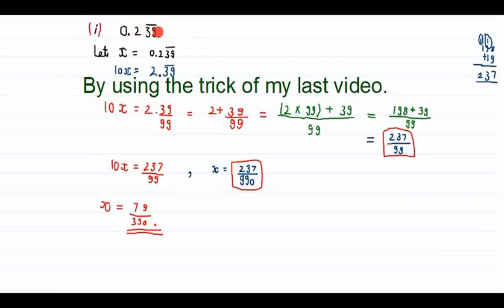0.239 with a bar over it. So let x be equal to 0.239 with a bar over it. So 10x will be equal to 2.39 with a bar over it. Because we are multiplying by 10, the point will go towards the right side and we will get a number like this. So by using the trick of my last video, I am going to solve this.